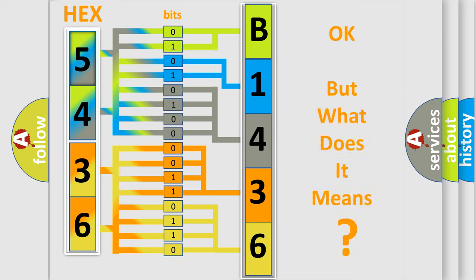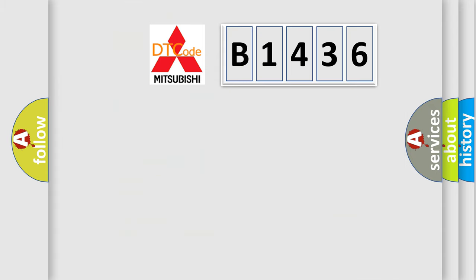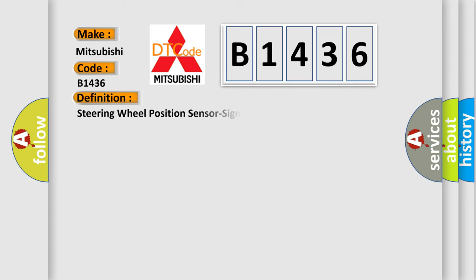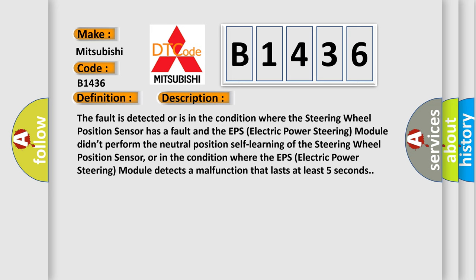The number itself does not make sense to us if we cannot assign information about what it actually expresses. So, what does the Diagnostic Trouble Code B1436 interpret specifically for Mitsubishi car manufacturers? The basic definition is steering wheel position sensor signal invalid. And now this is a short description of this DTC code.